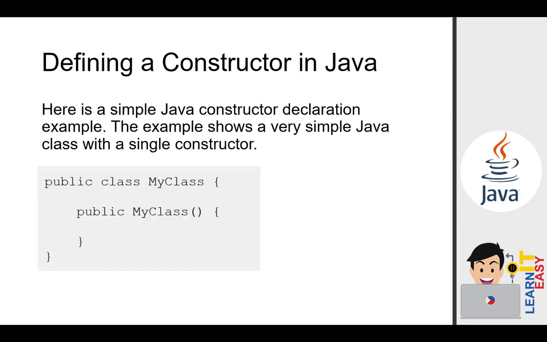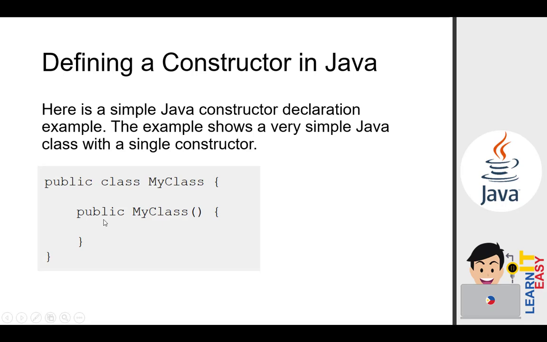So here's a simple Java constructor declaration example. The example shows a very simple Java class with a single constructor. So in here, ito yung ating class. So public class myClass, ito yung pangalan ng ating class, and then curly braces. So sa loob ng ating class, meron tayong constructor na ang pangalan din ay myClass.